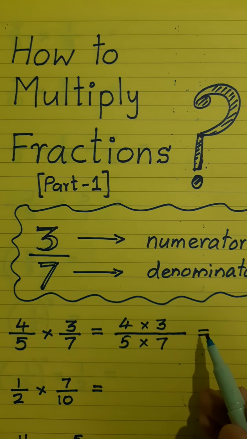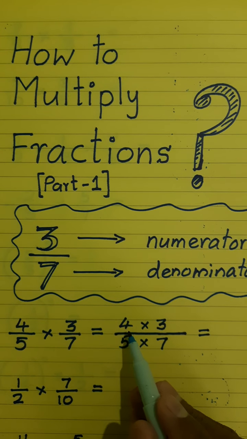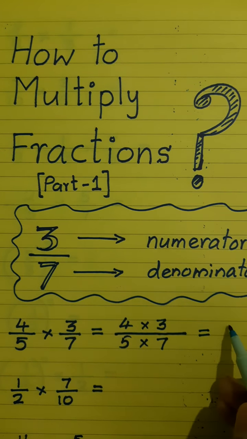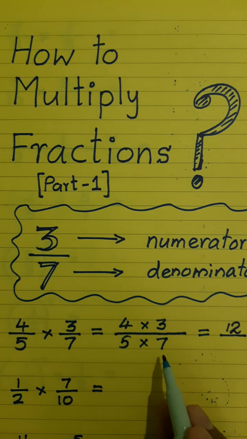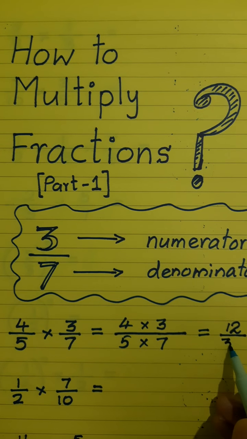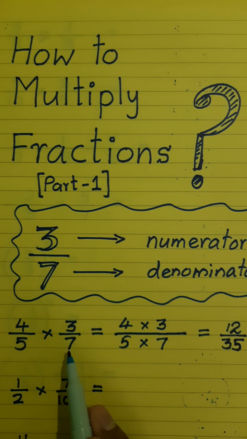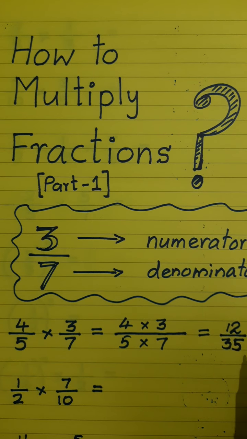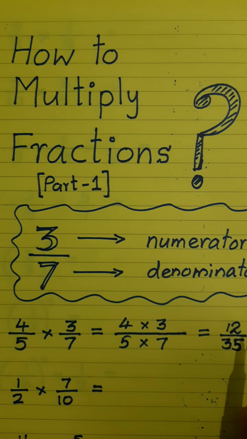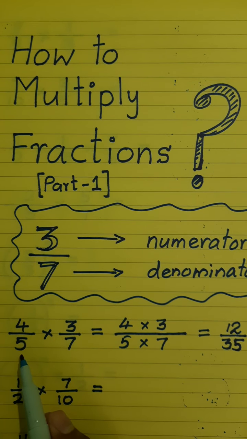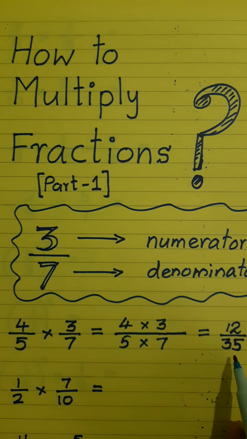Now like this, you can multiply both 4 and 3. 4 into 3 equals 12. It is in the numerator. 5 into 7 equals 35. It is in the denominator. Now when you multiply these two fractions, the answer is 12 over 35. So actually children, when you multiply two fractions, you have to multiply numerator by numerator and get the answer. Multiply denominator by denominator and get the answer.